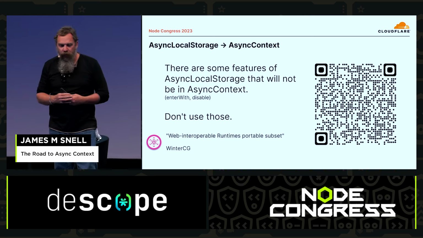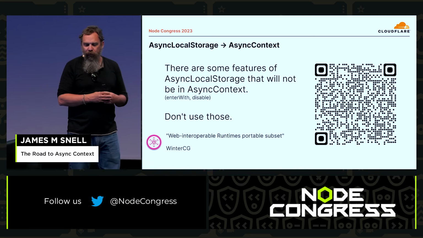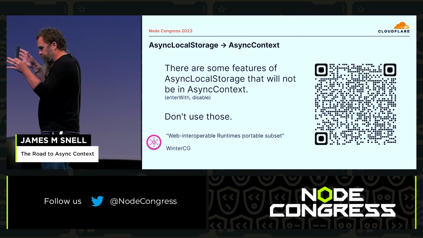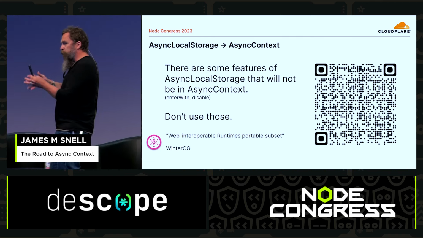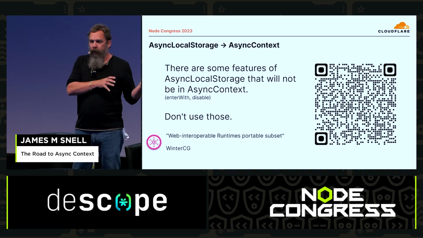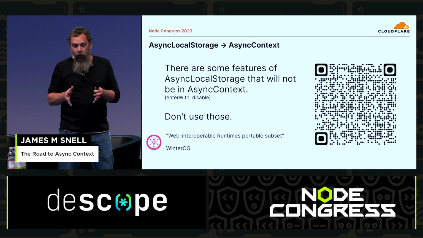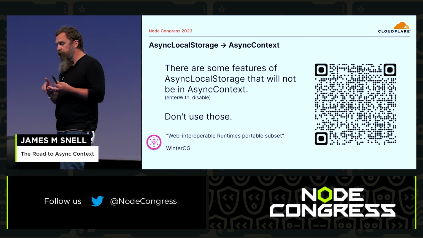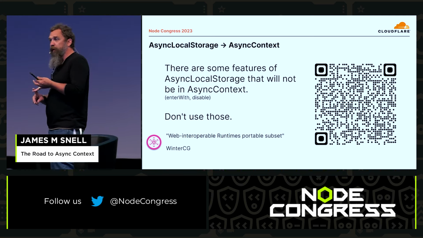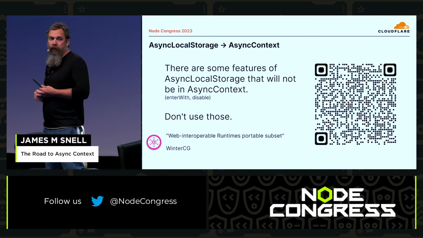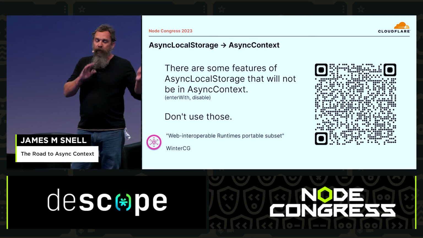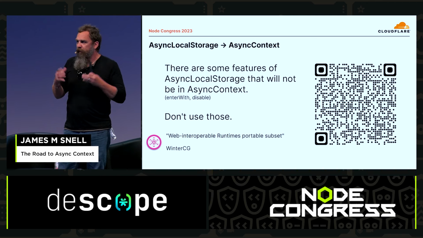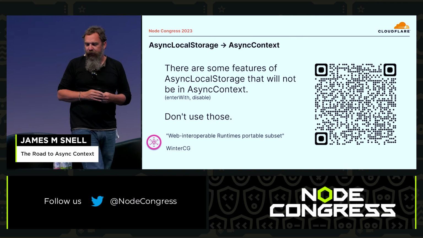So just don't use those features. And as part of WinterCG, we created what we call, it's kind of a mouthful, a Web Interoperable Runtimes Portable Subset. Basically, it's just the subset of the AsyncLocalStorage API that you can use today and be forwards compatible with AsyncContext when it comes out, right? And the goal here is to implement this not only in Node, it's already there, but implement it in Workers. We would like to see it implemented in Deno. We'd like to see it implemented in Bun. We'd like to see it implemented in all the JavaScript runtimes that are out there. And we are actively working with the runtimes to get them looking at this subset and implementing to this in advance of AsyncContext coming.